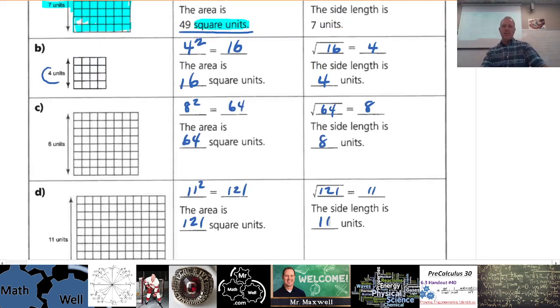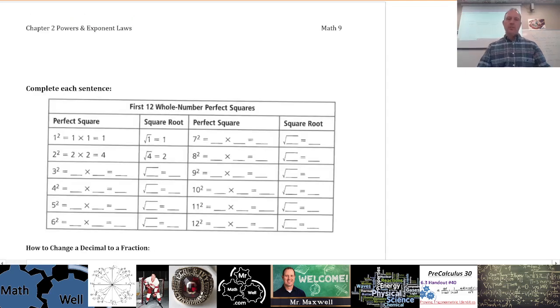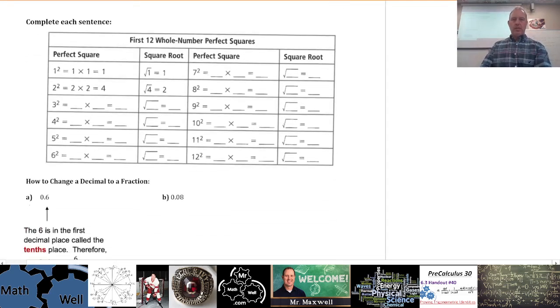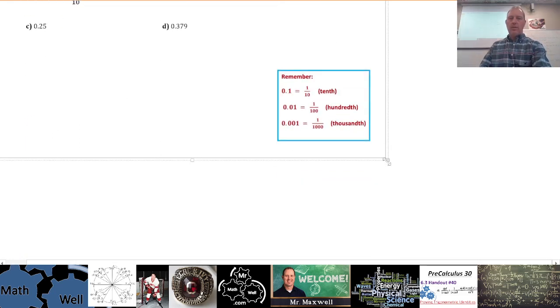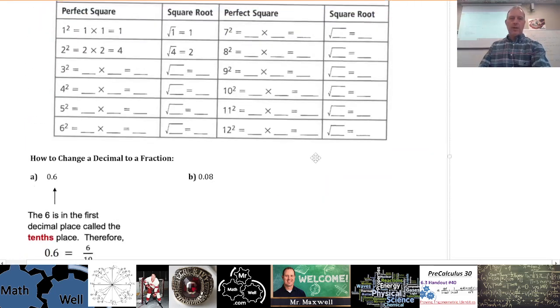All right, so there's C and D filled out. Any questions about C and D there? The side length squared is the area. The square root of the area is the side length. Okay, here's another chart. Why don't you go ahead and we'll start doing this chart here as well. This should be pretty easy for us to work with. So make that a little bit bigger for you.